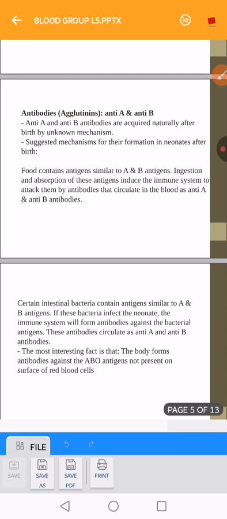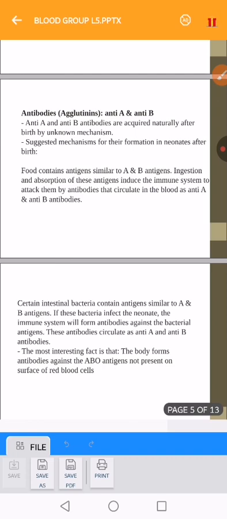Another theory said certain intestinal bacteria contain antigen similar to A and B antigen. If these bacteria infect the neonate, the immune system will form the antibody against bacterial antigen. This antibody circulates as anti-A and anti-B antibody. This is the second theory. Some intestinal bacteria contain antigen similar to A and B, and our immunity attacks that antigen A and B and produces antibody A and B.